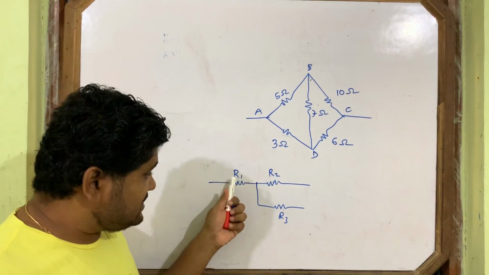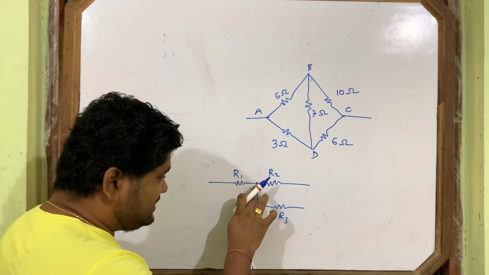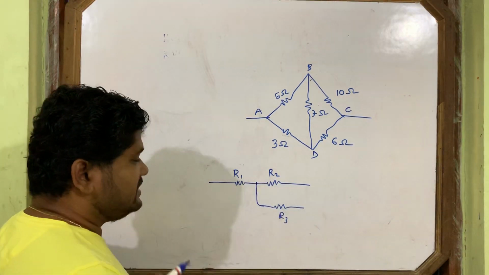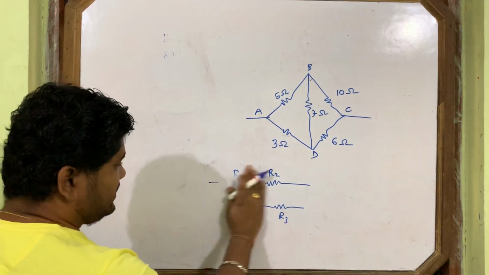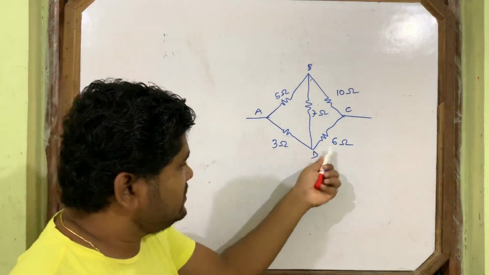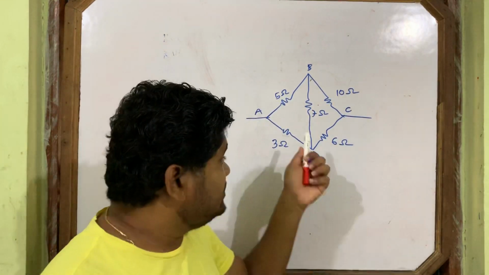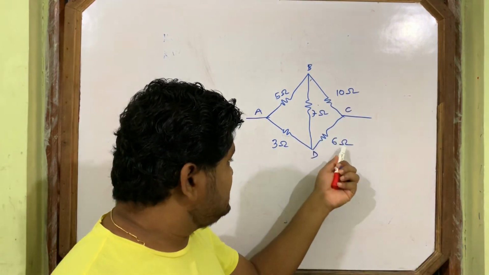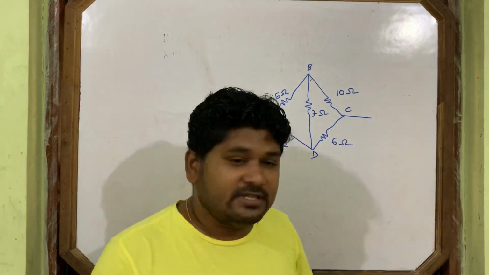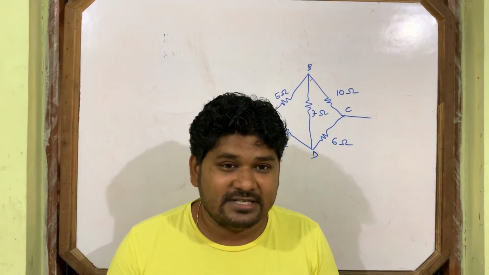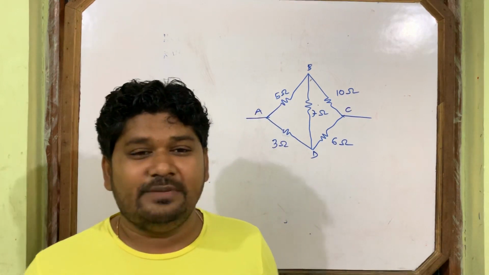Remember, series means R1 is directly connected to R2, then this is series. But if one wire is coming between them, then they are not in series. These two are not in series because another wire is there. 10 and 6 are not in series because another wire is going like this. Difficult to solve, but if you use the Wheatstone balanced condition, immediately the question will be solved.